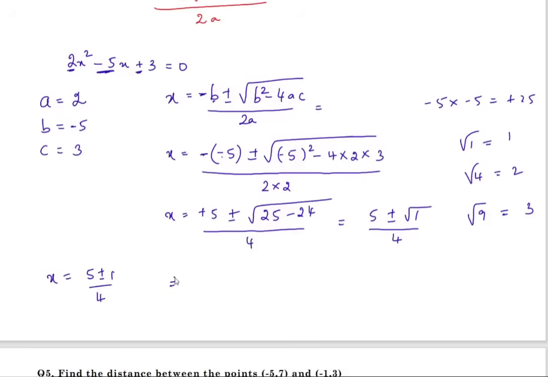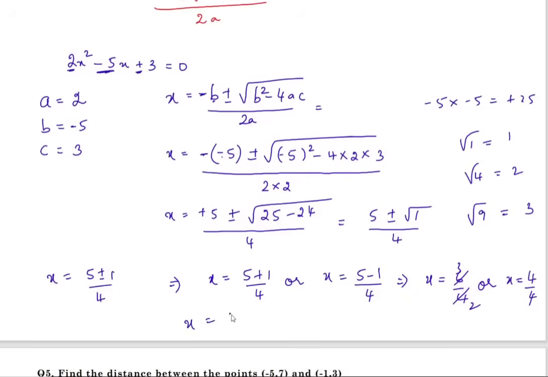So what do we get? This implies, take the plus value first, x equals 5 plus 1 by 4 or x equals 5 minus 1 by 4. What we get? This implies x equals 6 by 4, 5 plus 1 is 6 divided by 4, or x equals 5 minus 1 is 4 by 4. 2 times 2, 2 times 3, what you get is 3 by 2, or 4 by 4 is 1. Therefore, we get x equals 1 and x equals 3 by 2.